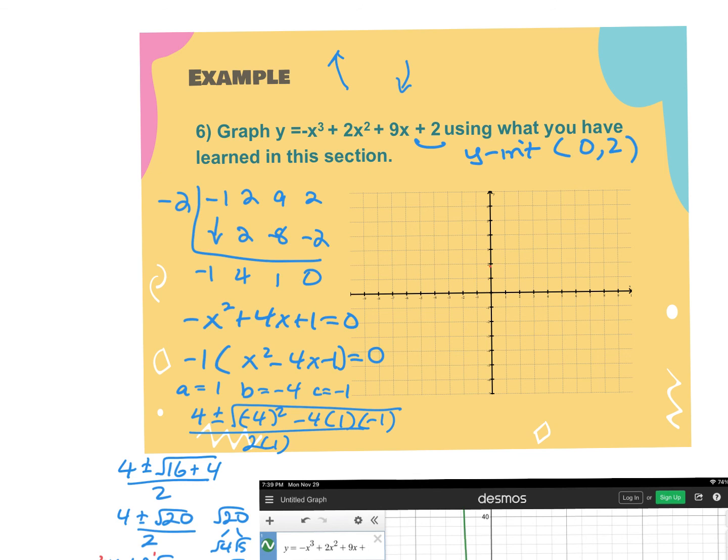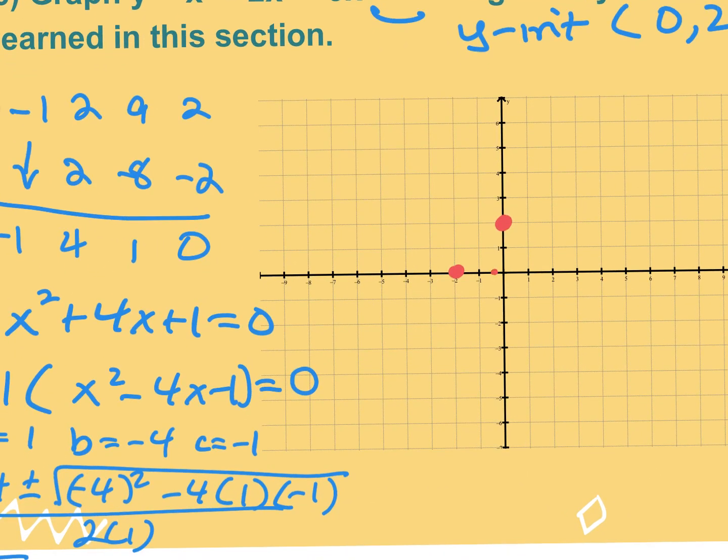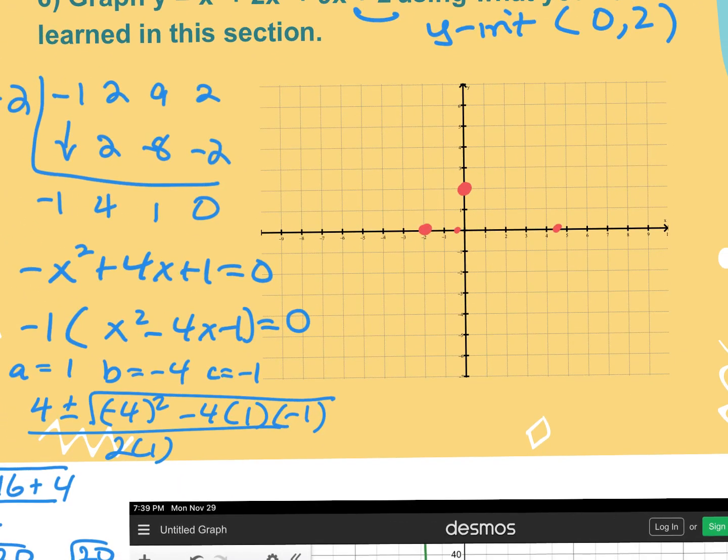So here is my y-intercept. I also have here at -2. Then I've got the negative 0.236, so really close to the y-axis. And then the positive 4.2. 1, 2, 3, 4, so about here. So now again, I need to look for additional points in between these zeros. So I need to find an additional point in between these two zeros, and then one over here as well.